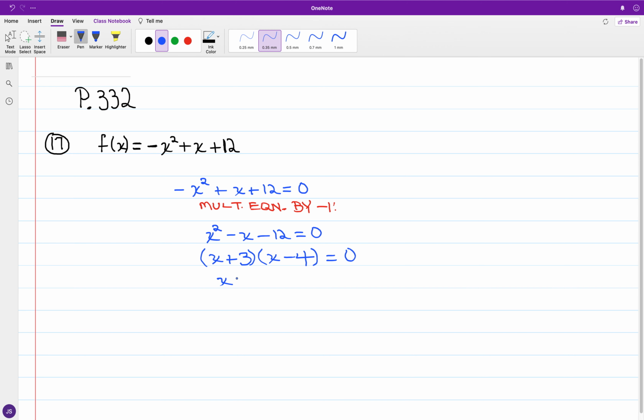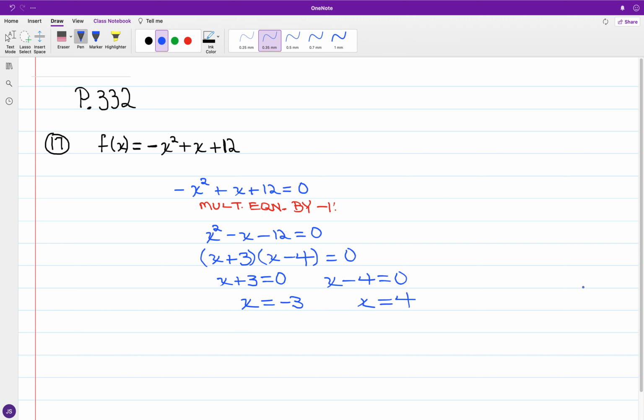And again, just applying the zero product property. If we have x plus 3 equal to 0, we have that x is equal to -3. And if we have x minus 4 equal to 0, we're going to have x is equal to 4.